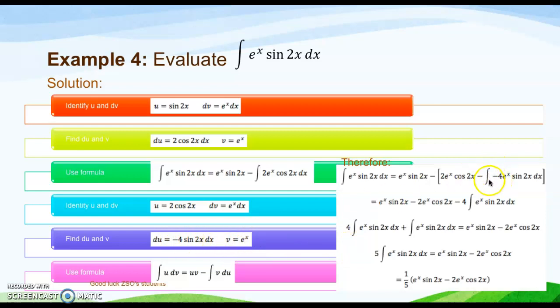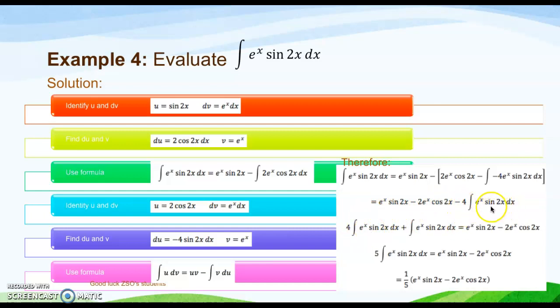So we get here one more integration. Actually, you would need to use integration by parts one more time. But can you see the same equation here? The integral of e to the power of x sin 2x dx, e to the power of x sin 2x dx. So you need to expand first the signs: negative, negative, positive, positive. Yeah, it's true.